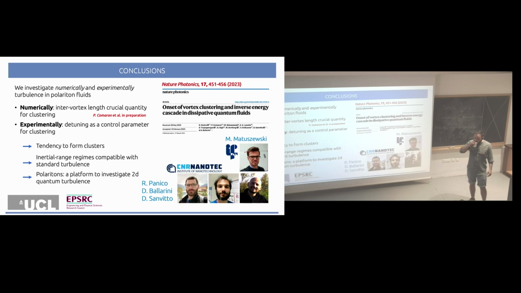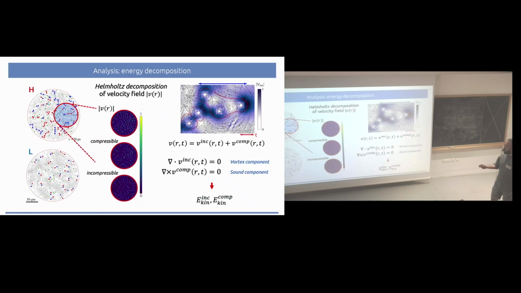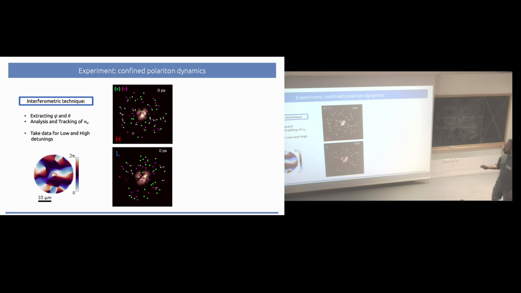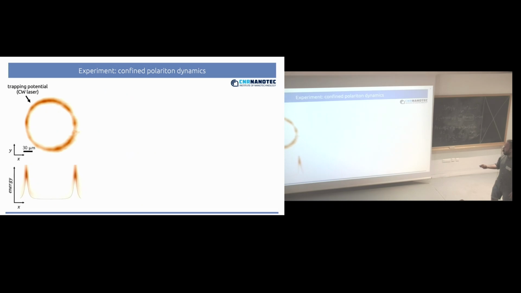I wonder if you ever plotted the number of vortices as a function of time, both in the experiment and in the numerical simulation. How does the number of vortices decay with time? So you mean the number of vortices? Yes. So let me go back.